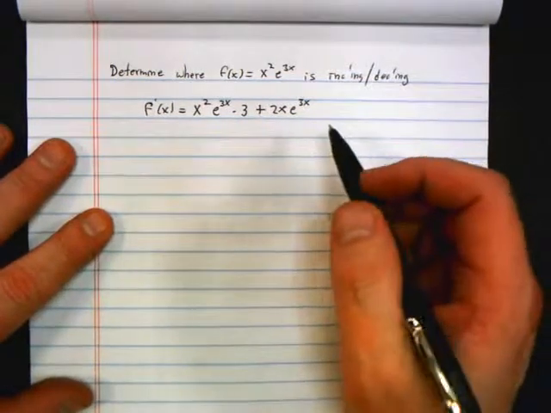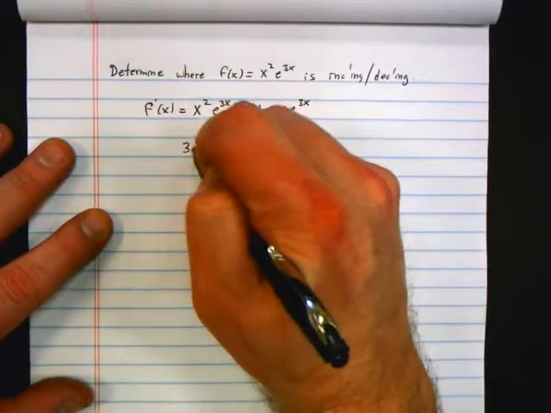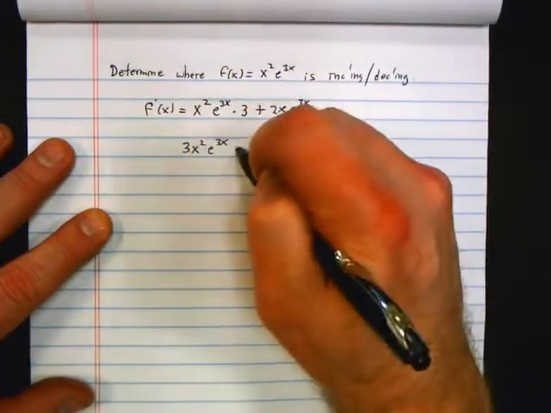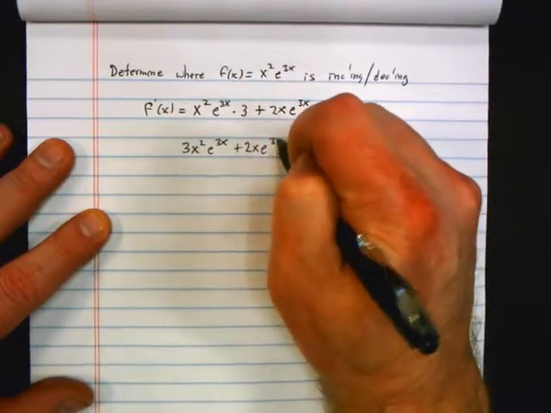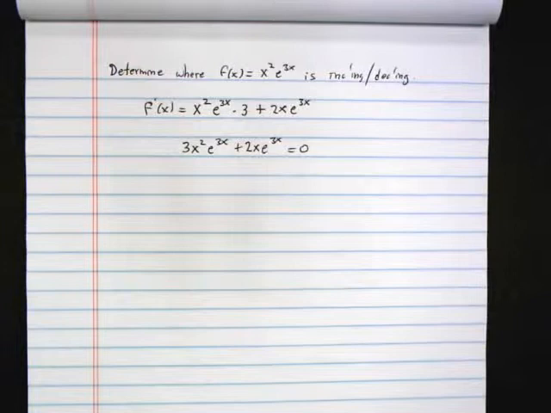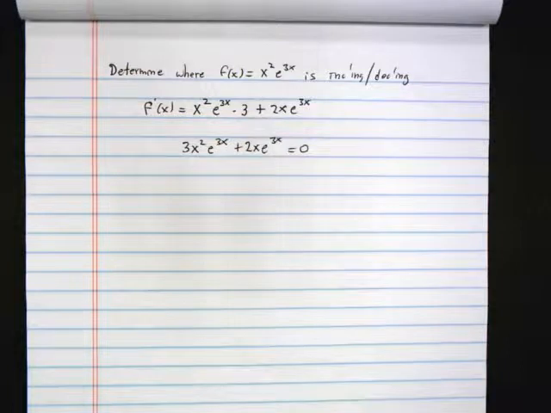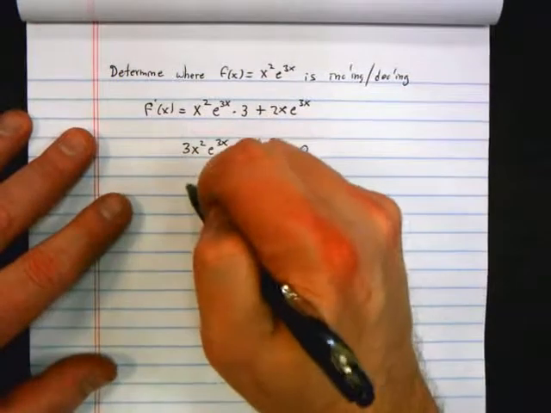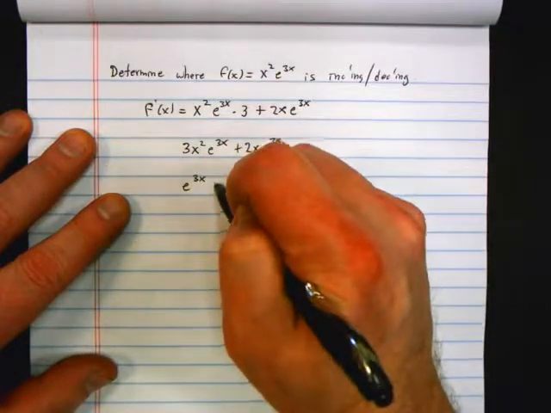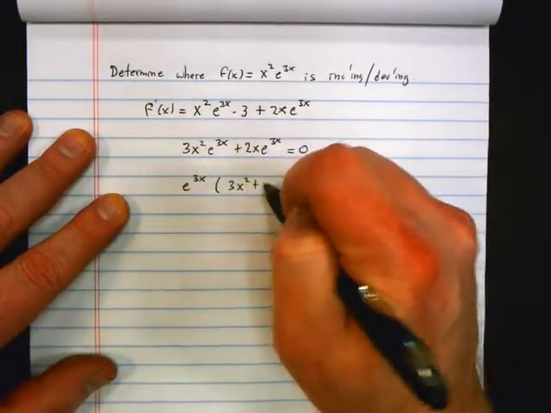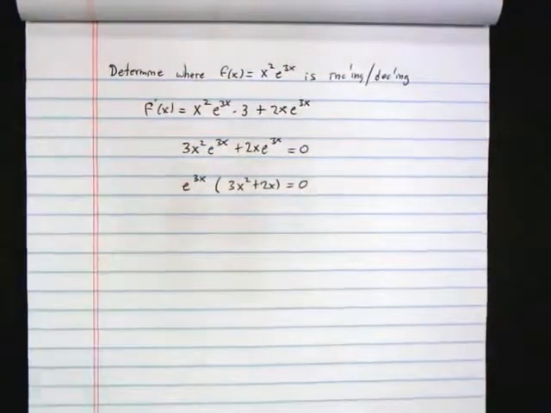Okay, so now I take my derivative and I set it equal to 0, right? So that's 3x squared e to the 3x plus 2x e to the 3x equals 0. How do you solve that equation? Can I factor out? I can factor out e to the 3x, okay. E to the 3x times 3x squared plus 2x equals 0. How does that help?